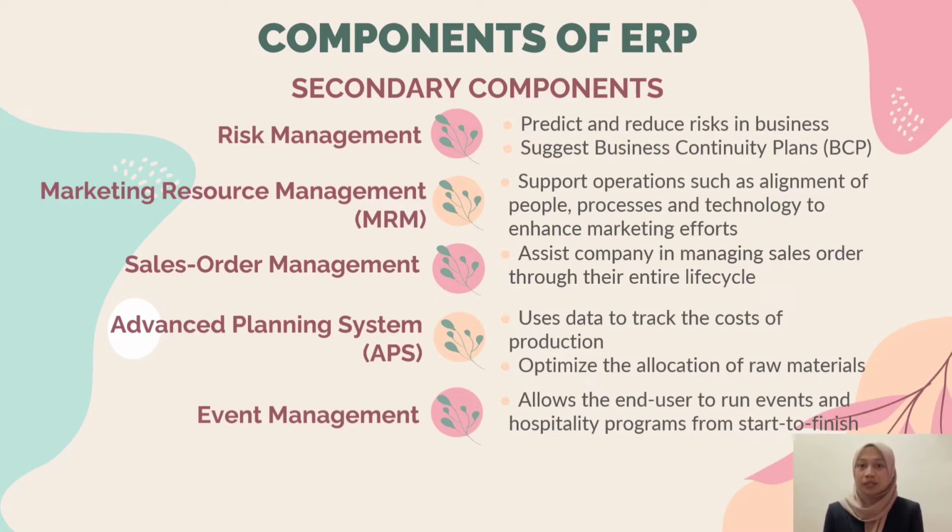Third is sales order management. Sales order management can assist companies in managing sales orders through their entire life cycle, from sales order generation to billing or invoicing. Fourth is the Advanced Planning System, APS. APS uses data to track the cost of production for manufactured goods. It might also optimize the allocation of raw materials and capacity to balance consumer demand with the amount of warehouse space available. Last but not least, event management. Event management allows the end user to run events and hospitality programs from start to finish.